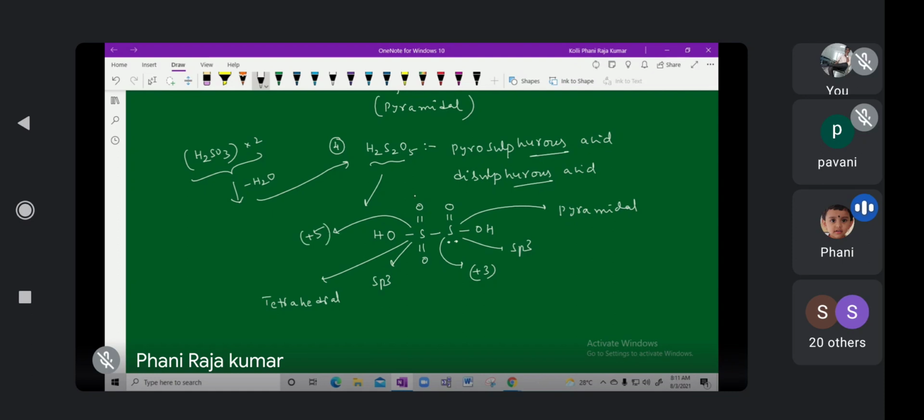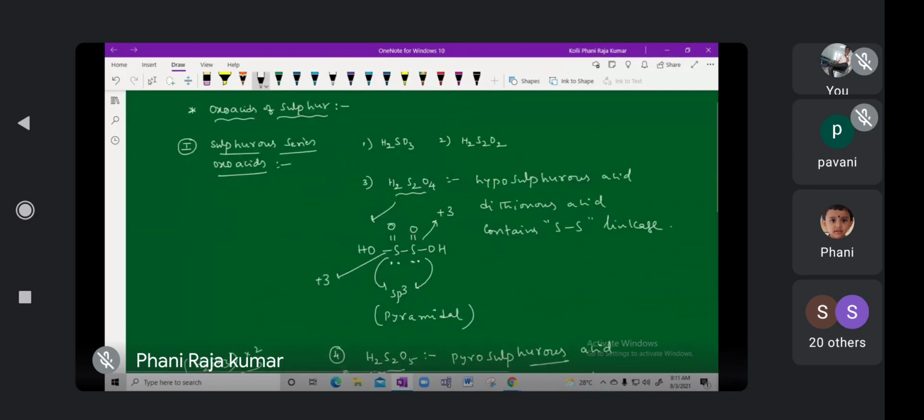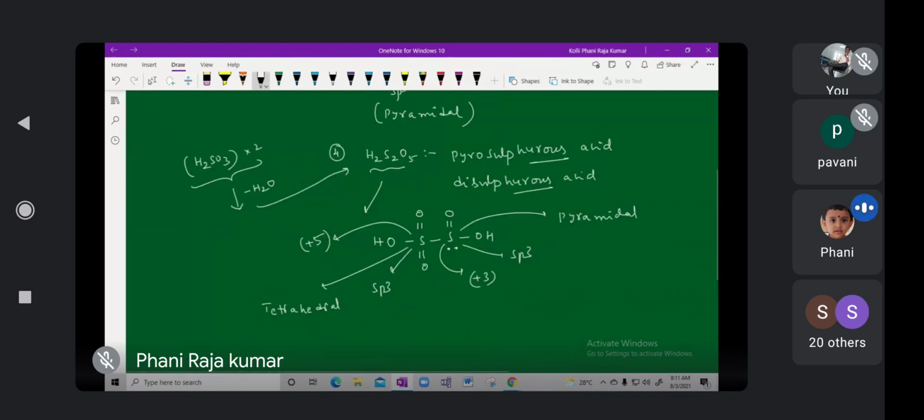In these oxoacids of sulfur, these oxidation states are important. Both sulfurs have same oxidation state, different oxidation state, individual oxidation states, average oxidation states. Here each sulfur, what is the shape? This is pyrosulfurous acid or disulfurous acid having tetrahedral as well as pyramidal sulfurs. H2S2O5. So these are the 4 examples in sulfurous series oxoacids type 1.